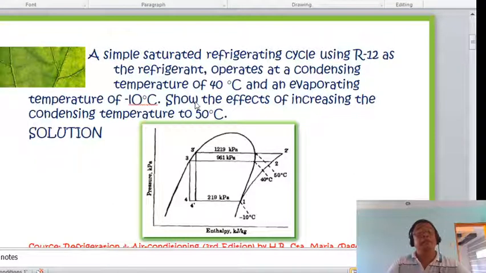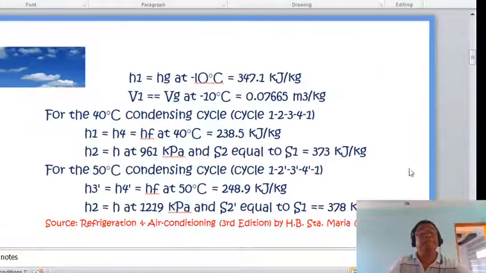So you can easily determine or identify that the enthalpy of the condensed liquid refrigerant will, of course, increase. Let us now proceed. H sub 1 was previously determined. In the previous example, the value is 347.1 kilojoules. At negative 10, v sub 1 is 0.07665. For the 40 degree condensing cycle, 1, 2, 3, 4 up to 1 to complete the cycle, H sub 1 is 385.5 and H sub 2 at 961 is 373, already known. And then for the 50 degree condensing cycle, 1, 2 prime, 3 prime, 4 prime to 1.